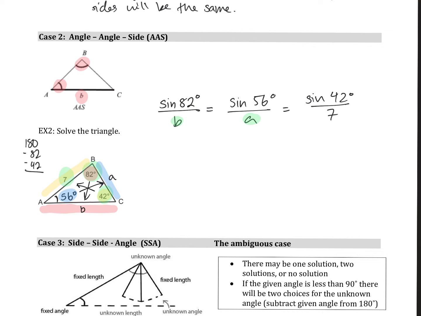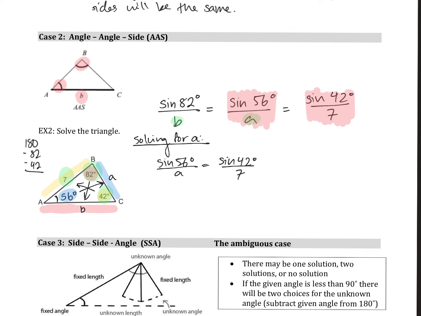So I need to equate one of these with the only one that doesn't have a variable, which is sine 42 degrees over 7. So I can equate one of them with this. I'll just go ahead and choose, let's see, let's equate these two together for the first time. So I'm going to go ahead and write solving for a. So we have sine of 56 degrees divided by a equals sine of 42 degrees divided by 7.